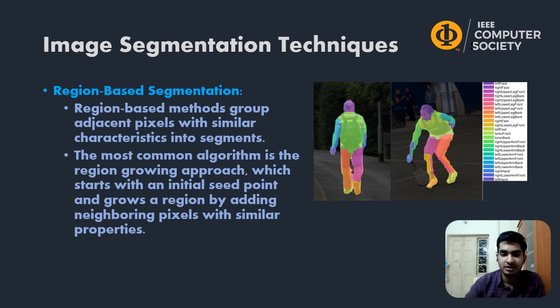Region-based segmentation. Region-based methods group adjacent pixels with similar characteristics into segments. The most common algorithm is the region growing approach, which starts with an initial seed point and grows a region by adding neighboring pixels with similar properties. So if you want to segment a person into different body parts to analyze the body movements, or also in fashion technology, if you want to check different clothes on the same person, this kind of segmentation will be very helpful.